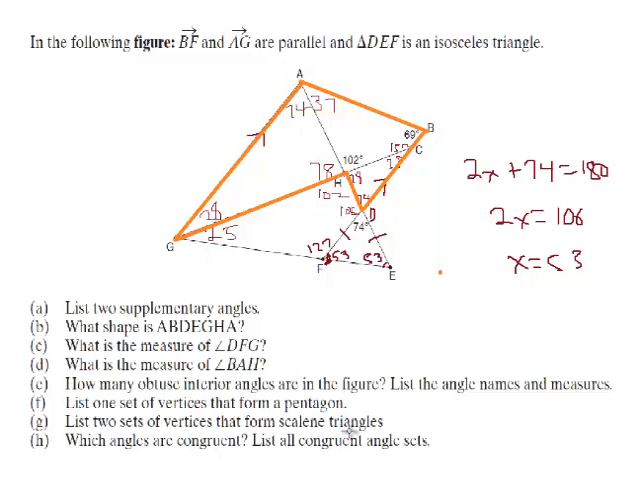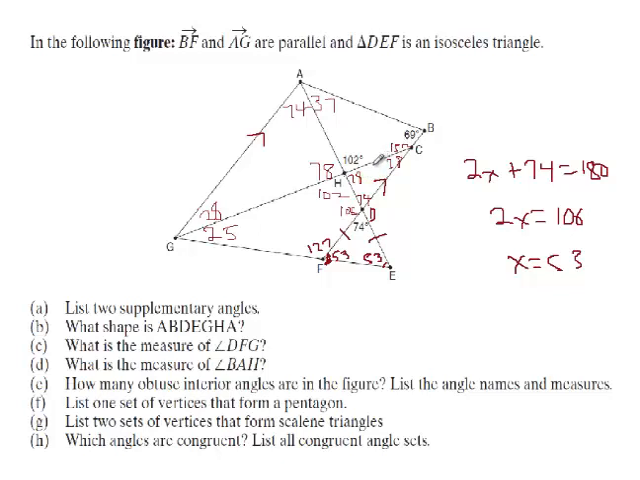List 2 sets of vertices that form a scalene triangle. Scalene triangle means a triangle where none of the sides are equal to each other. Let me take these down for a second. Well, there are lots of scalene triangles here. First of all, HDC is a scalene triangle because it's 78, 74, and 28. So this is a scalene triangle. Let me fill this in just to show you which triangle I'm referring to. This triangle is a scalene triangle.